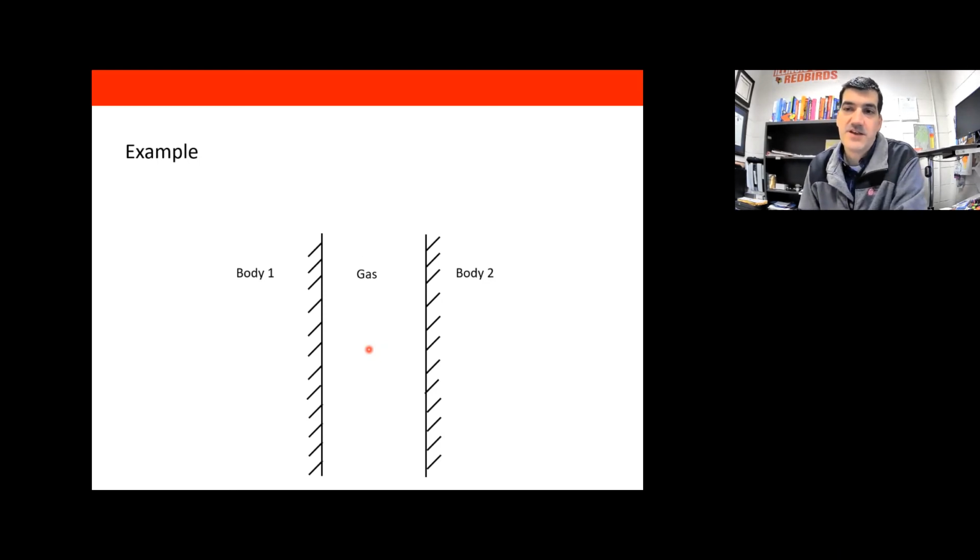So you'll have to calculate those resistances and then combine them inversely. 1 over R total equals 1 over R1, where that might be the radiation, R rad total, plus 1 over R2, where that might be either the conduction or the convection thermal resistance. It depends on whether the gas is moving or stationary, like we already talked about.